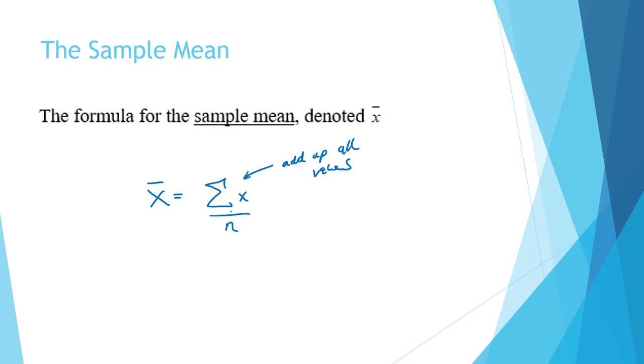So don't be scared of the notation. This sigma notation just means add up all the values. On the bottom we have n, which is the sample size. This is a lowercase n, and that represents the sample size.